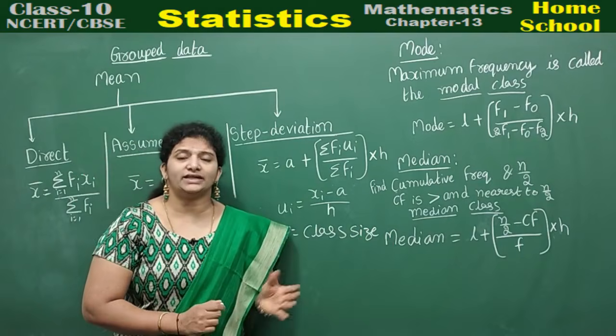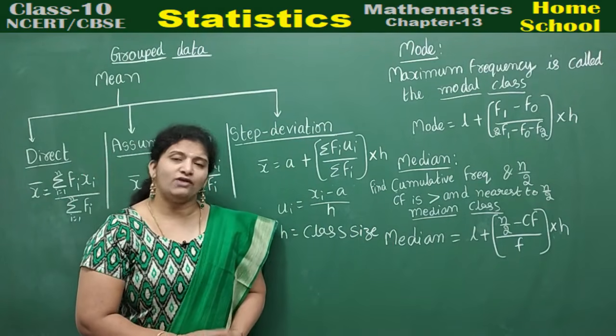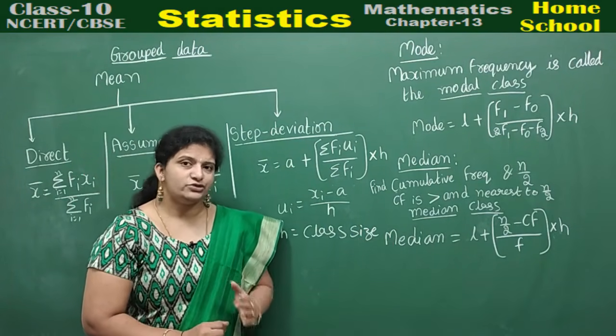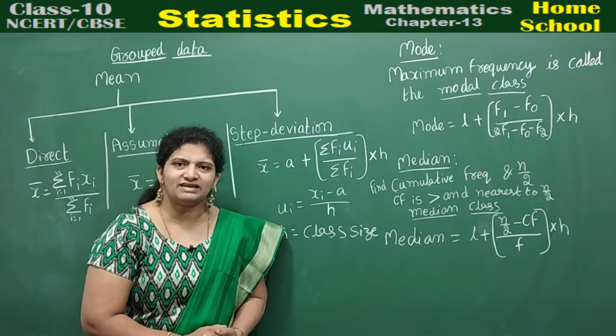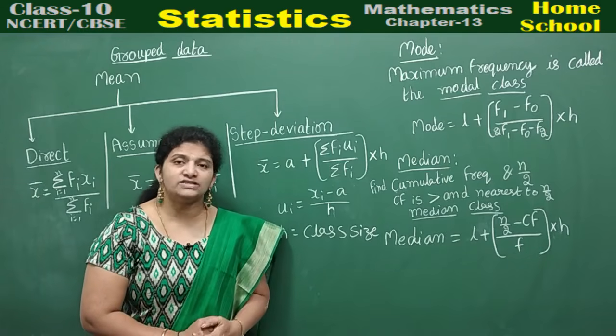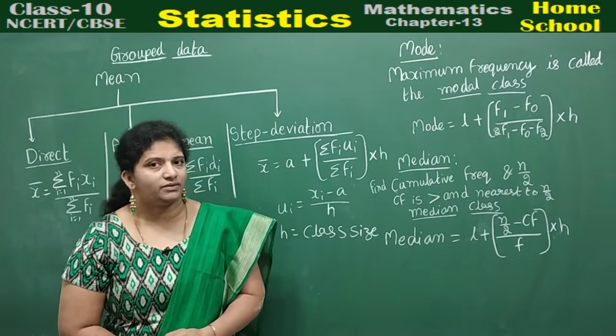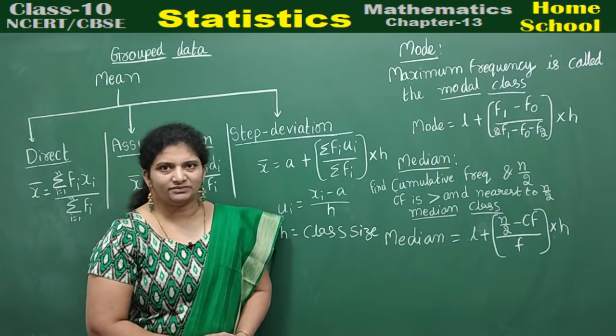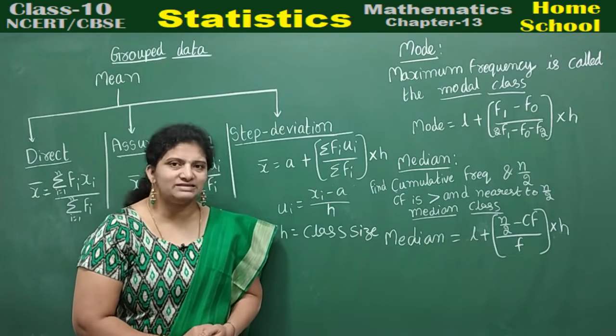Suppose you have a 10 to 20 class interval. How to calculate class size? 20 minus 10, 10 is the class size. Always we need to subtract the lower limit from the upper limit. Okay, that shows the class size.